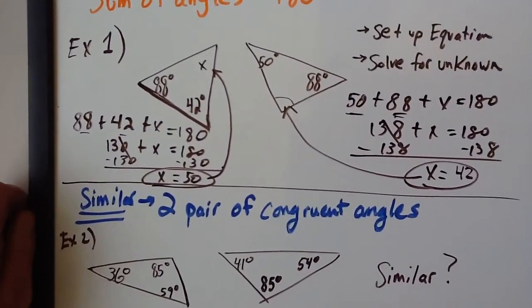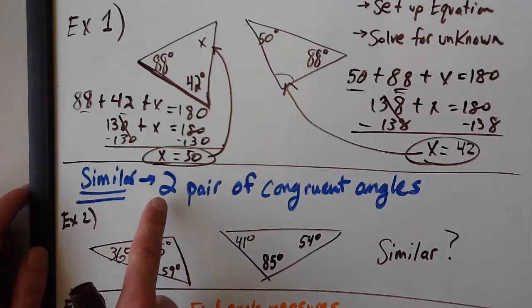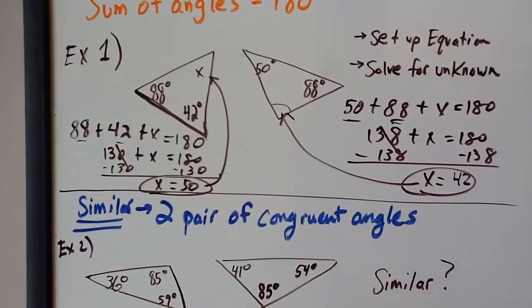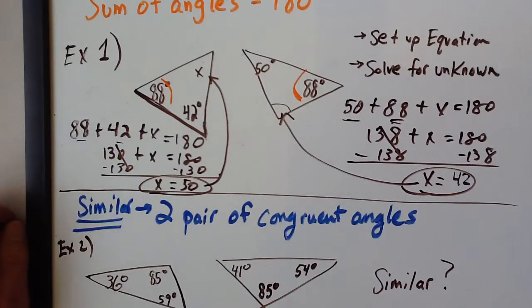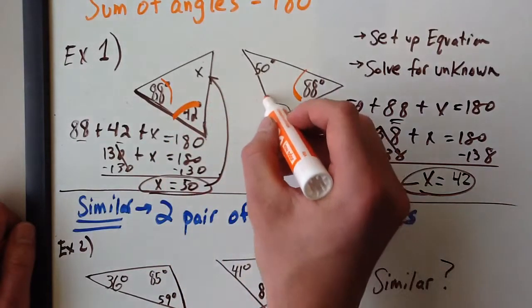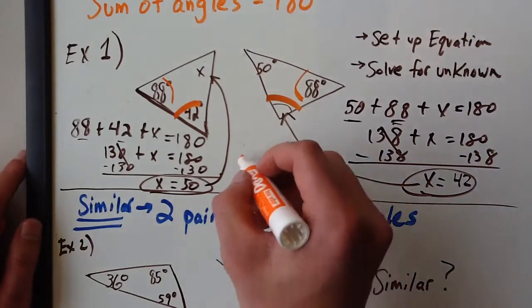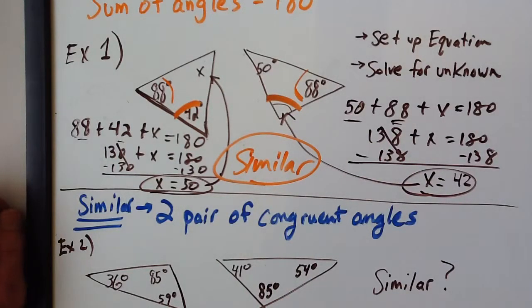Now, the next thing, if we want to say, are these triangles similar? Well, triangles are similar if there are two pair of congruent angles. Alright, so if we look at these triangles, I see that this angle is 88 and this angle is 88. Okay, so there is one pair of congruent angles. They're the same measure. This angle right here is 42, and I found that this angle right there is 42. So there are two pair right there. There's two pair of congruent angles. And if there are two pair of congruent angles, we say that these triangles are similar. They are similar because there are two pair of congruent angles.